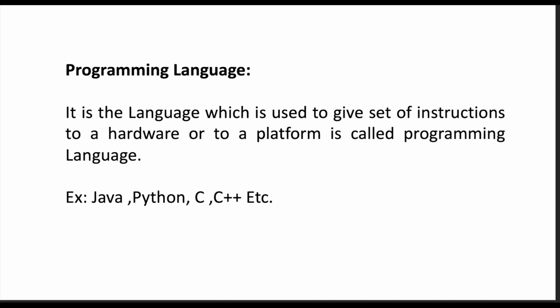What does programming language mean? It is the language which is used to give a set of instructions to a hardware or to a platform, and it is called a programming language. For example, there are Java, Python, C, C++, etc.